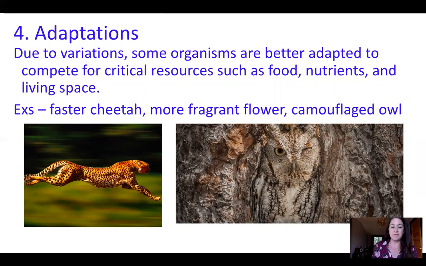So an example would be faster cheetahs are more likely to catch food. Okay? A more fragrant flower is more likely to attract bees and be pollinated. The camouflaged owl here, who's kind of giving you a little wink there, is more likely to go unnoticed, meaning he's more likely to get food. And so adaptations aren't things that animals or plants choose, but they're the traits that allow them to either survive better or to pass their traits on through reproduction.